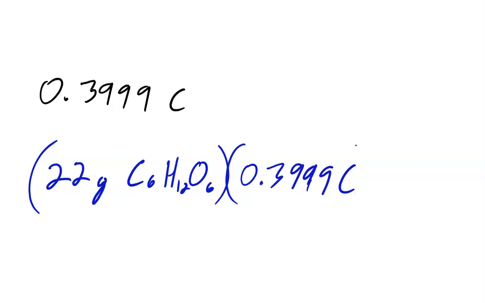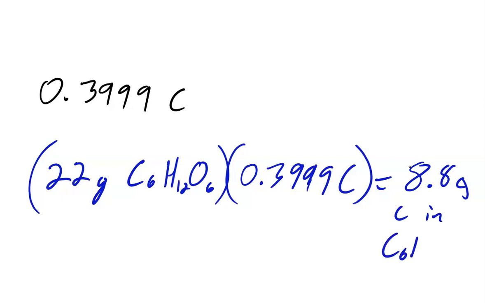0.3999 for carbon, and technically it's carbon per glucose, and then you'll get the mass of the carbon. Rounding to 2 sig figs, we get 8.8 grams of carbon in the glucose, in 22 grams of our glucose sample.